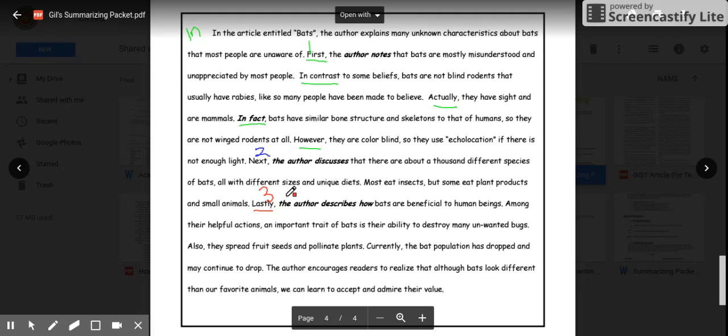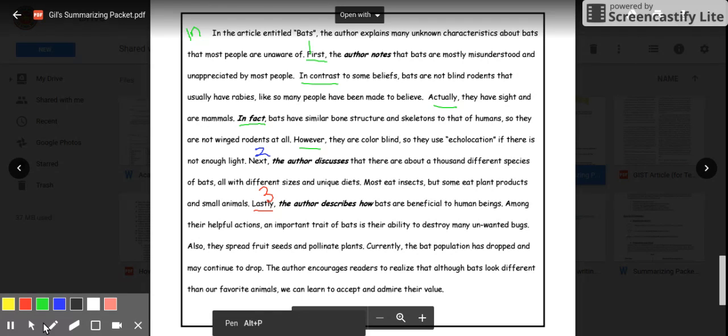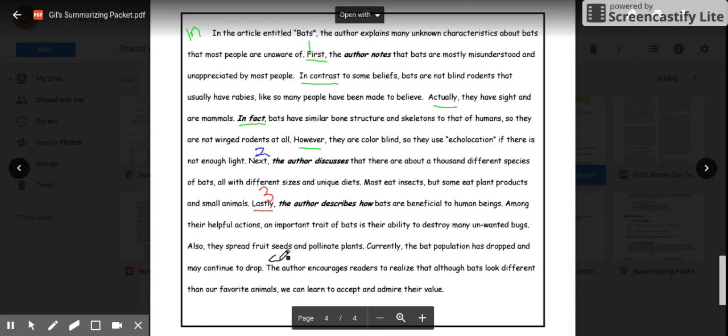Lastly, the author describes how bats are beneficial to human beings. Among their helpful actions, an important trait of bats is their ability to destroy many unwanted bugs. Also, they spread fruit seeds and pollinate plants. Currently, the bat population has dropped and may continue to drop. So that's the end of our third and final main idea and supporting details that go along with it. So now we're going to end with our conclusion. So right here is the conclusion.